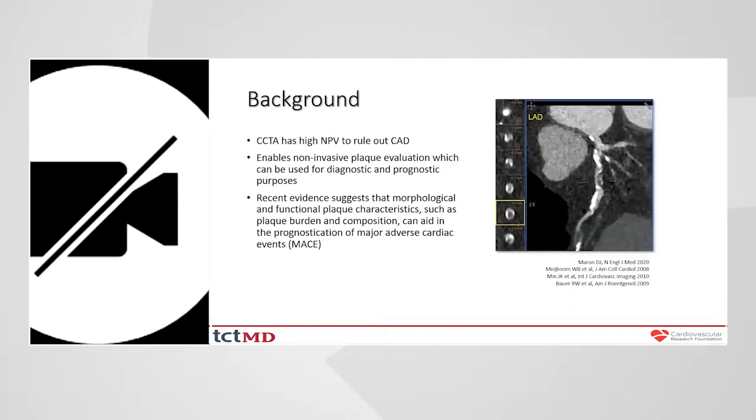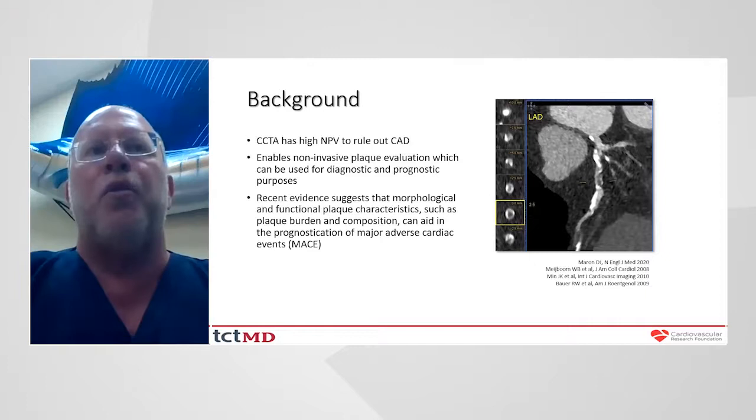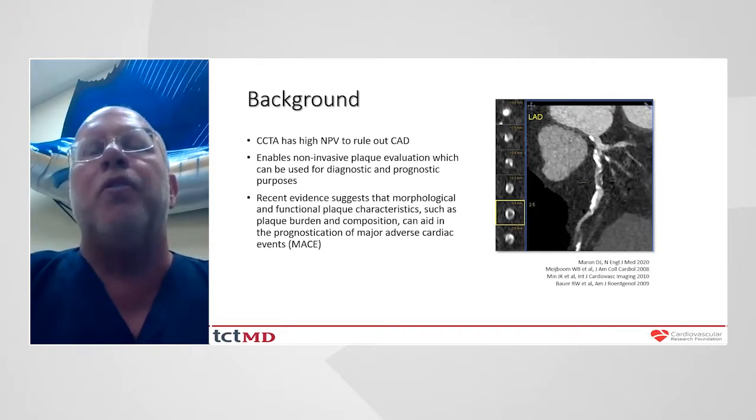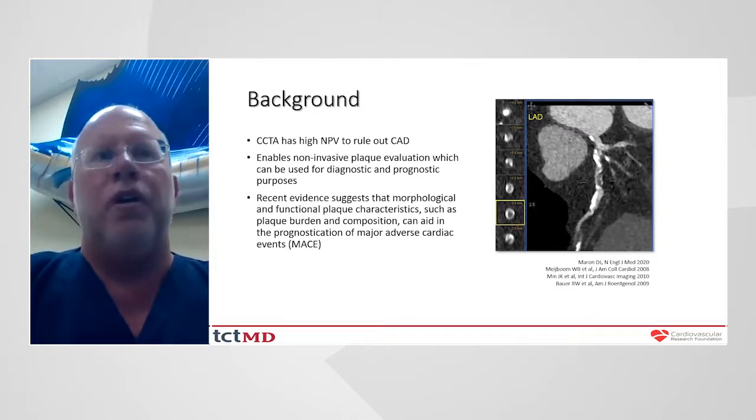Everybody on this webinar probably knows that the greatest strength of coronary CT angiography is its extremely high negative predictive value to rule out coronary artery disease. And that has been reinforced with the results of the recent ISCHEMIA trial. Based on those results, CTA has now been moved front and center in the workup of patients with suspected coronary artery disease.